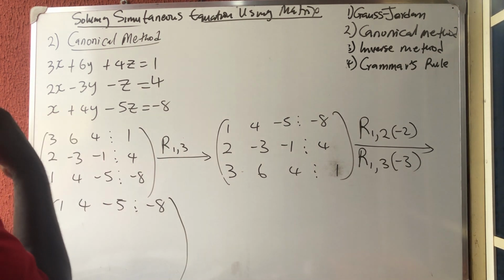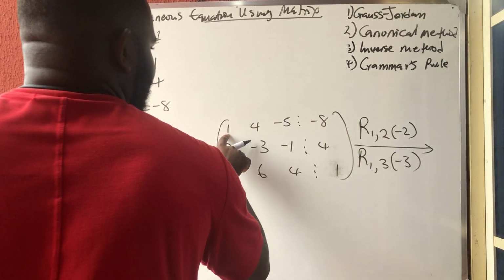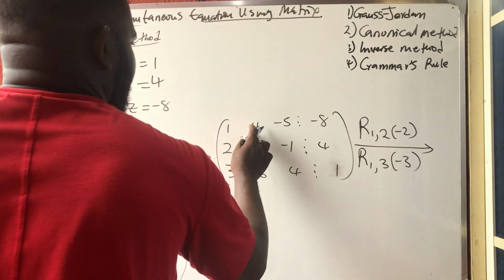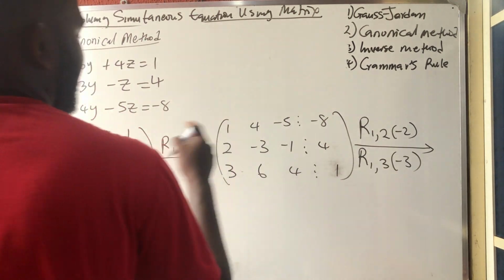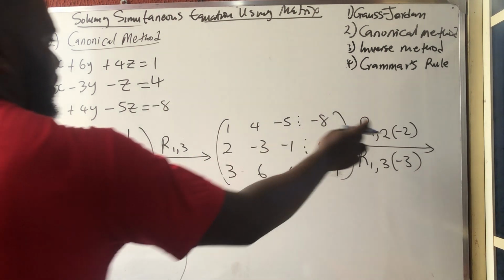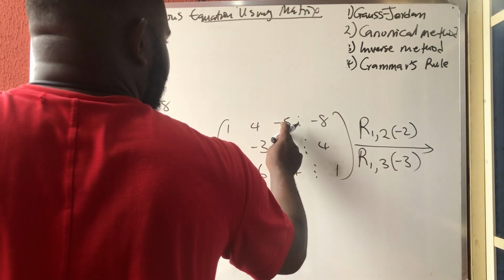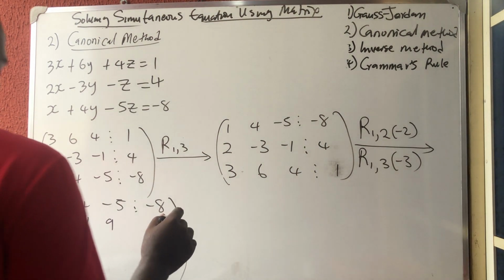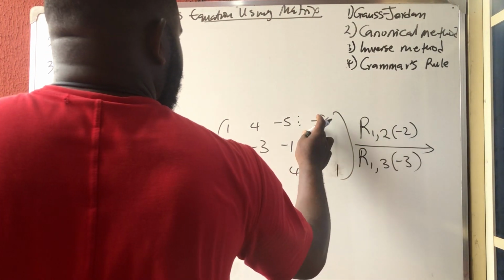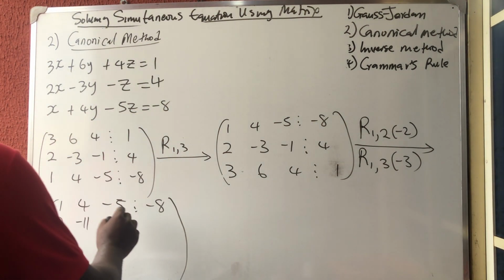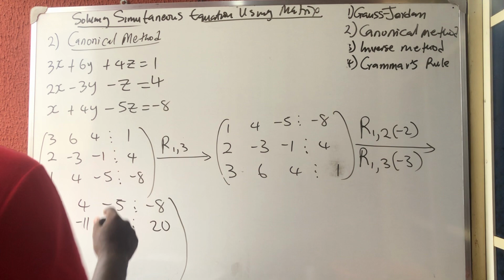Okay, now for row 2, minus 2 times 1 is minus 2. Minus 2 plus 2 is 0. Minus 2 times 4 is minus 8. Minus 8 minus 3 will give you minus 11. Minus 2 times this is 10. 10 minus 1 will give you 9. Okay, minus 2 times this is 16. 16 plus this will give you 20. So I'm having here 20.